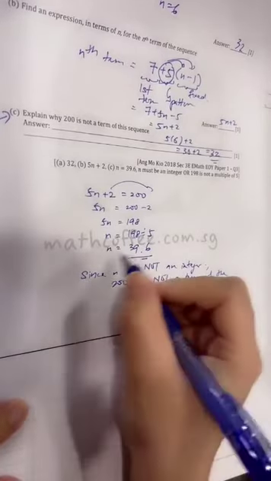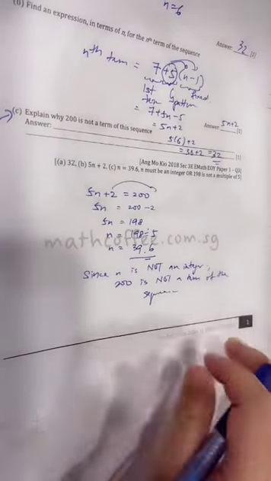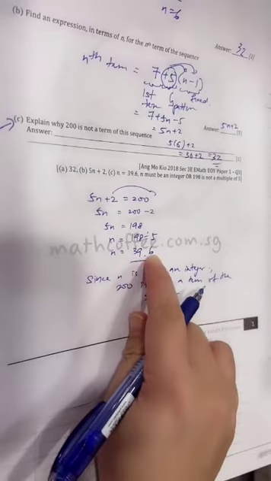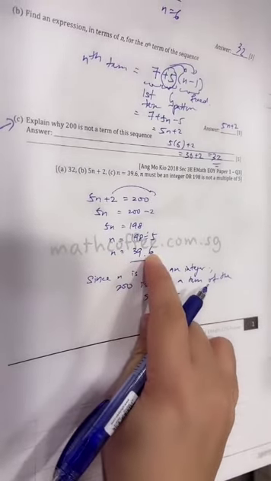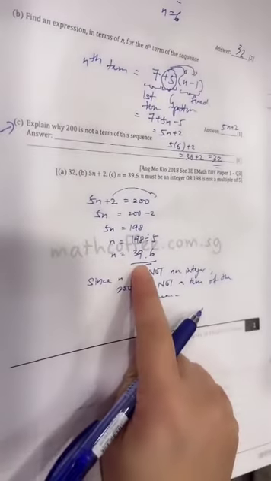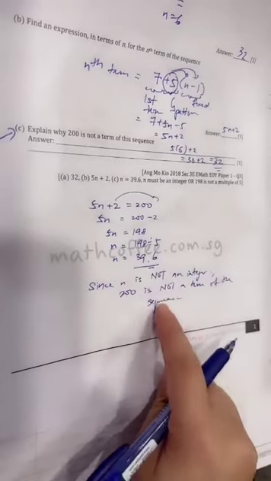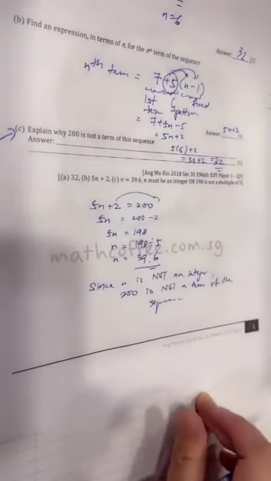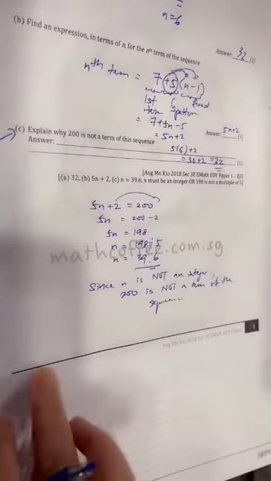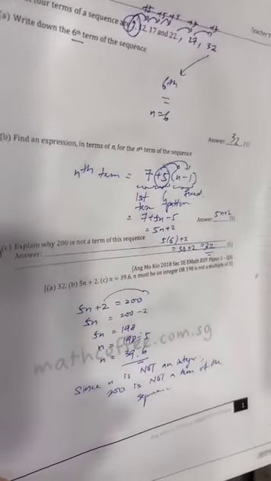If they give you a nice number like 40, then you definitely have a third term or a fourth term. It doesn't have a 0.6 term, right? So make sure that this one is an integer, which means that the term exists. But now it doesn't give an integer. So you will say since n is not an integer, 200 is not a term of the sequence. Okay? So this is the first question. We'll go to the next one.